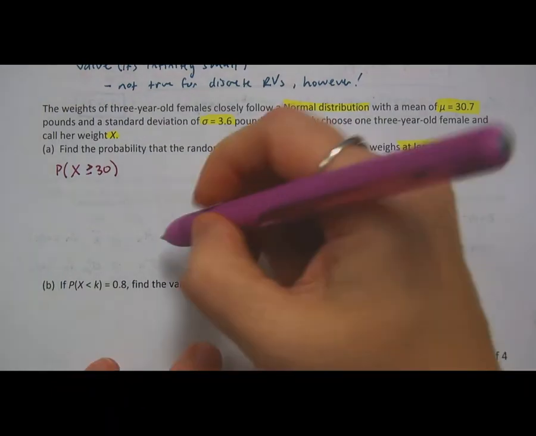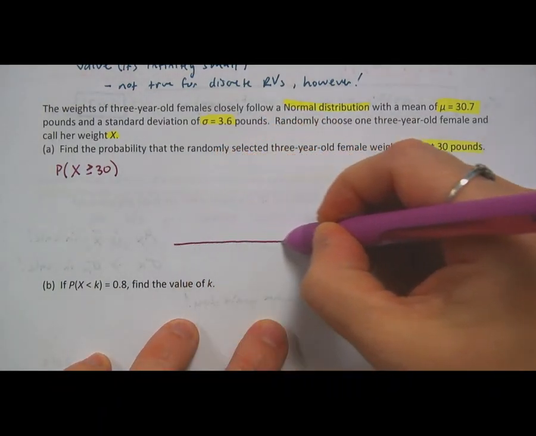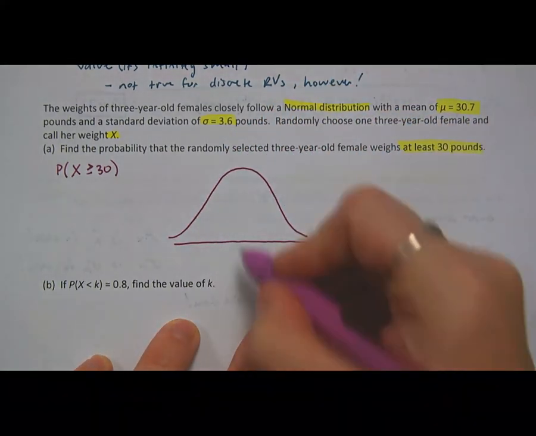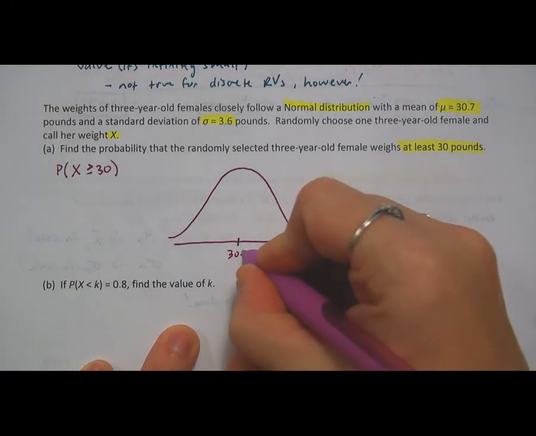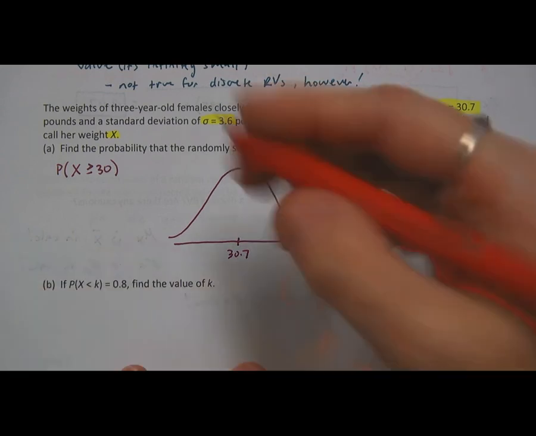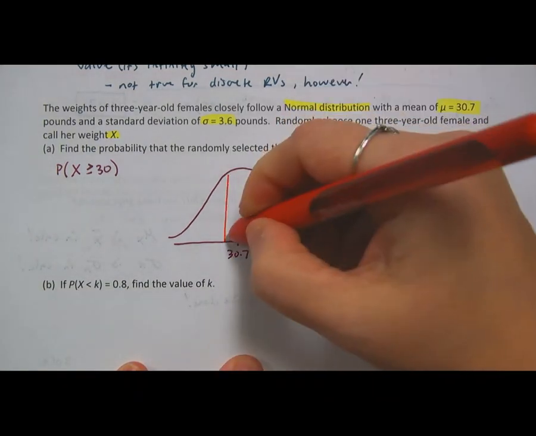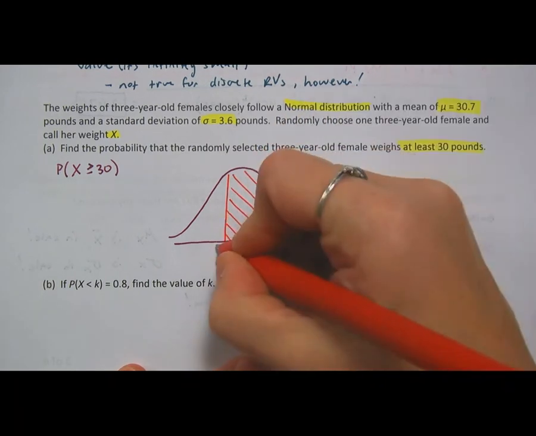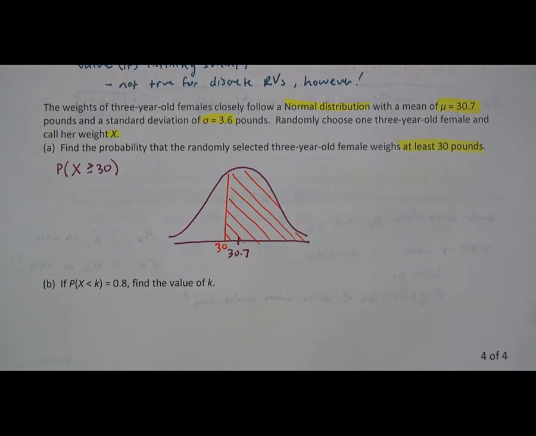Let's draw a picture of this normal distribution curve. The mean weight is 30.7. I want to know the probability that she weighs at least 30. 30 is somewhere over here, and I want to shade to the right because it says at least 30. So here's where 30 is located. It's just slightly to the left of 30.7. I want to know the probability that her weight is somewhere in the shaded region here.